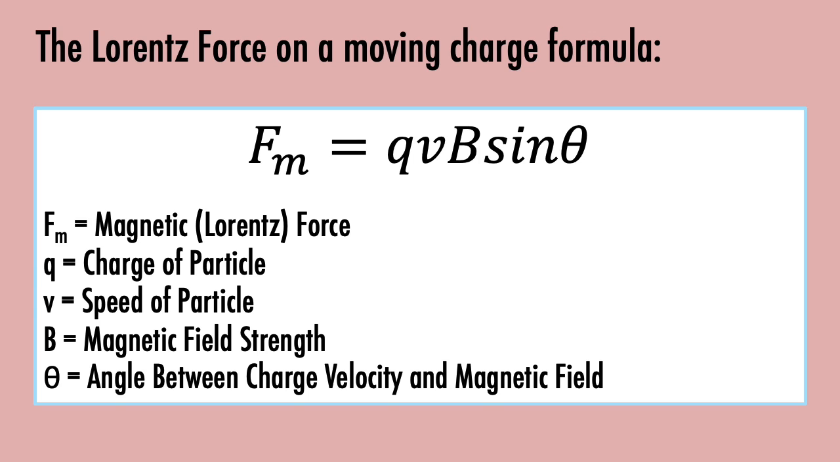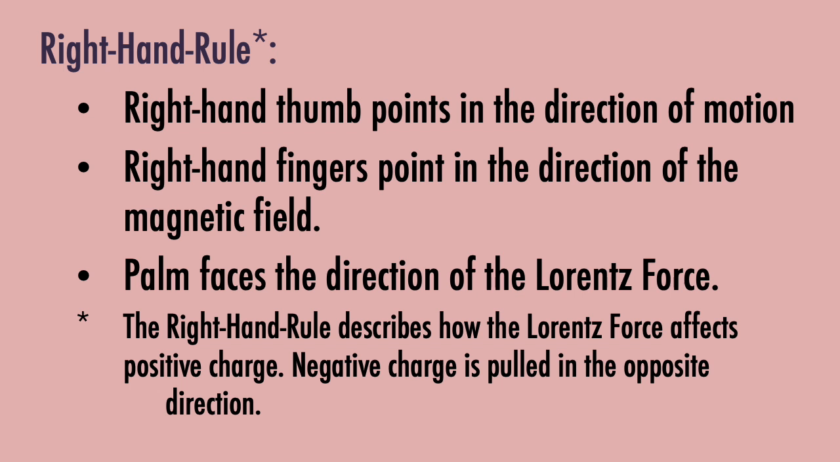Now let's look at the direction. You may have noticed from my illustration that there are things happening in all three dimensions. Because of this, we need a method for representing three-dimensional relationships. So I reintroduce to you the right-hand rule. Remember, it is very simple.